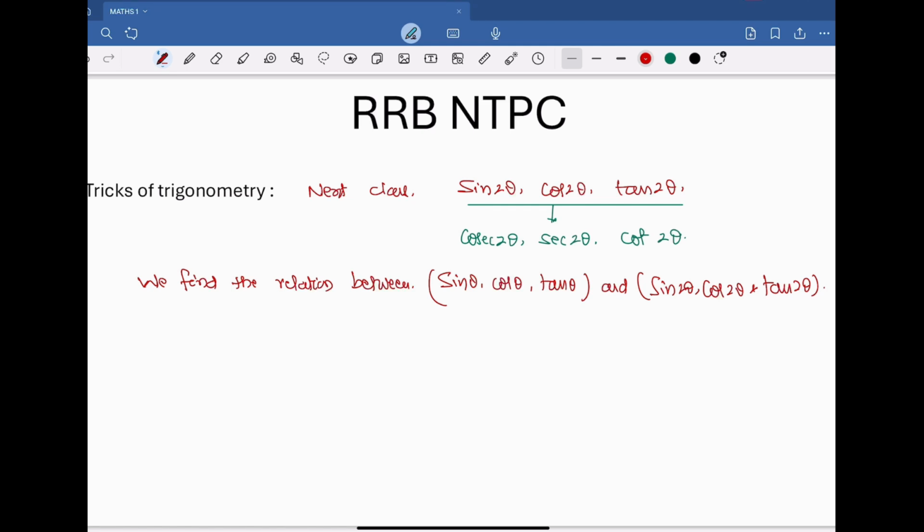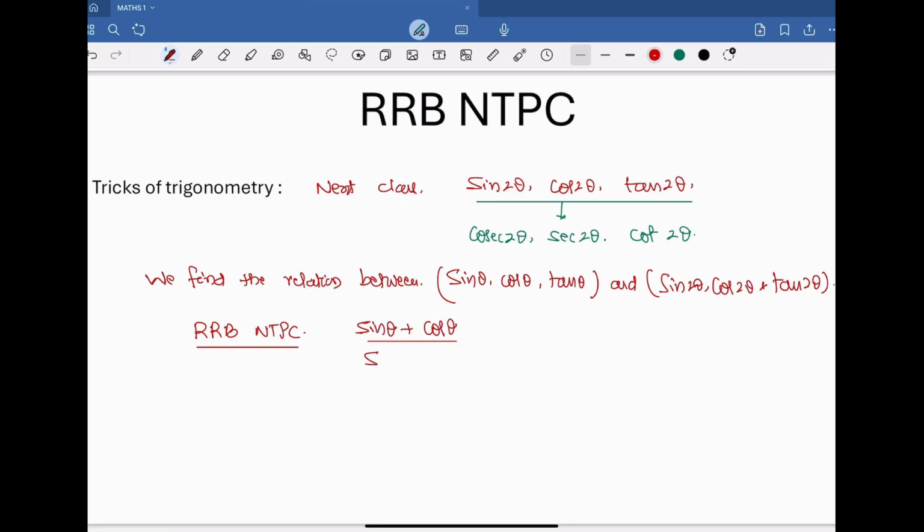There are one or two questions given on this type of values in RRB NTPC. We'll solve those questions also, and try to solve them in seconds. Please see, we'll take up one question now.